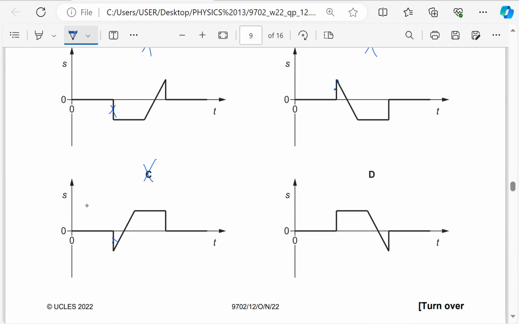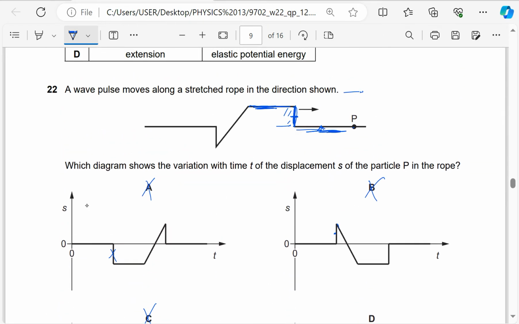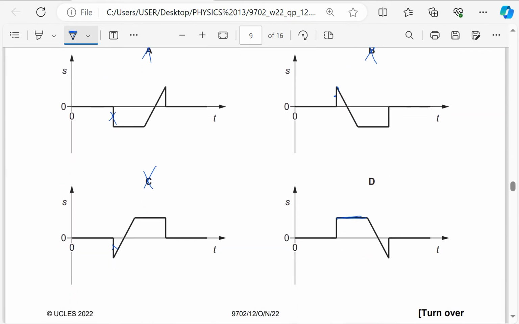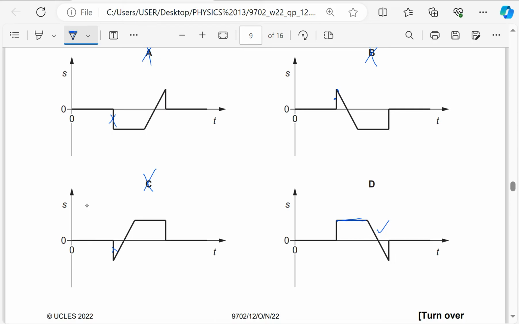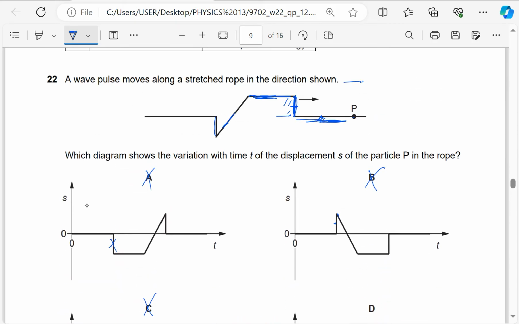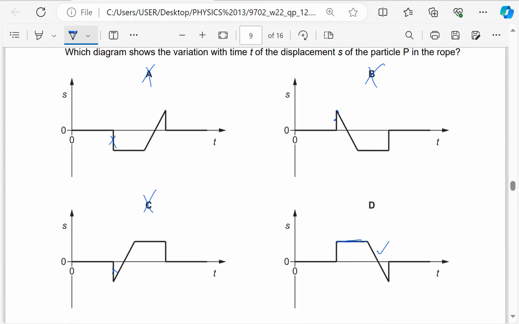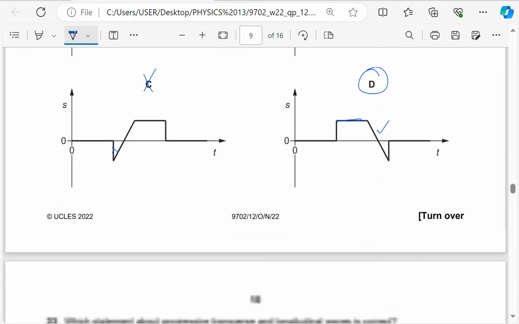So we need the horizontal section to come in. Then this part here passes through P, so it now goes downwards. So this is the correct section. Then this part again displaces P slightly upwards, so it should be going upwards to its original position. Let's check. Yes, it goes upwards to its original position. Then again, the horizontal part comes in. So the answer is automatically D.